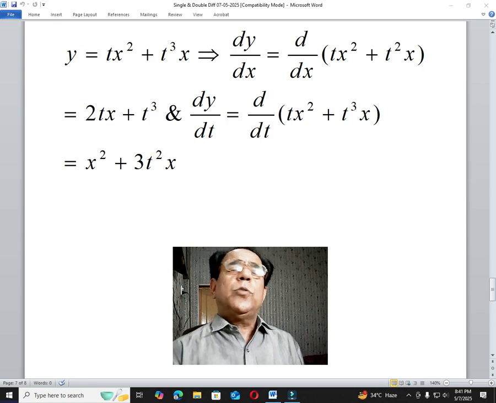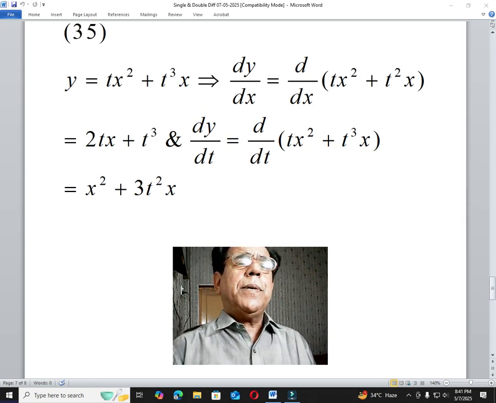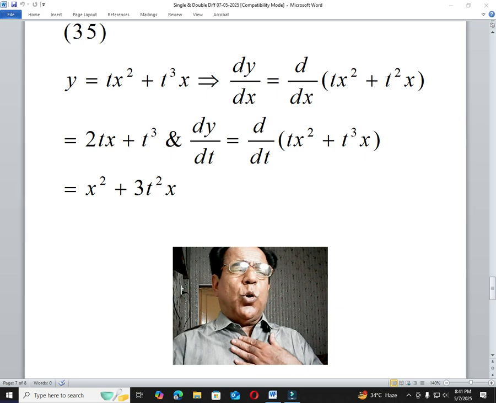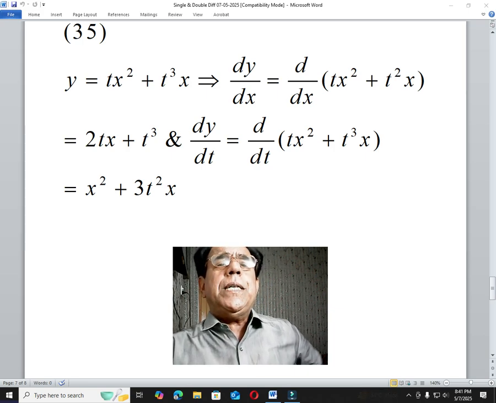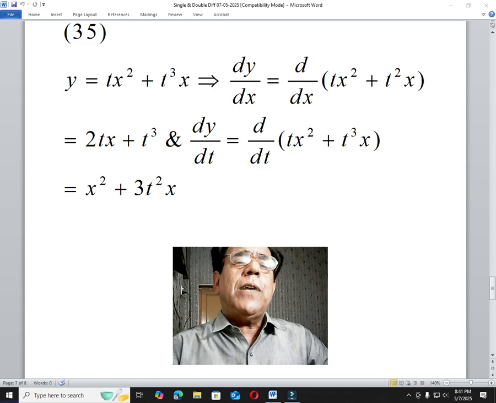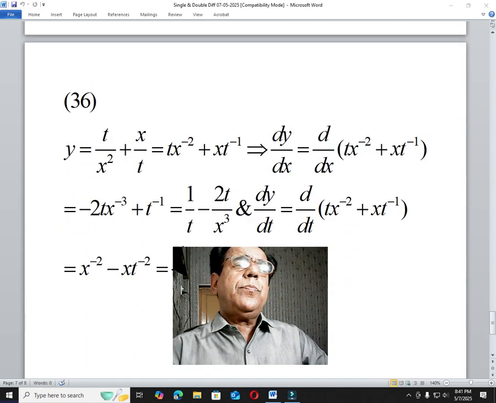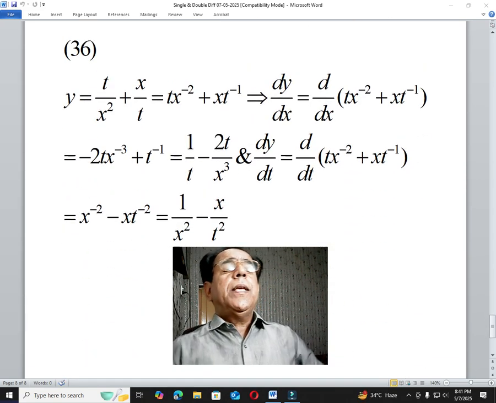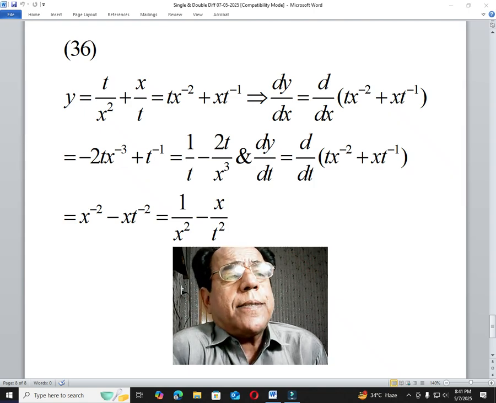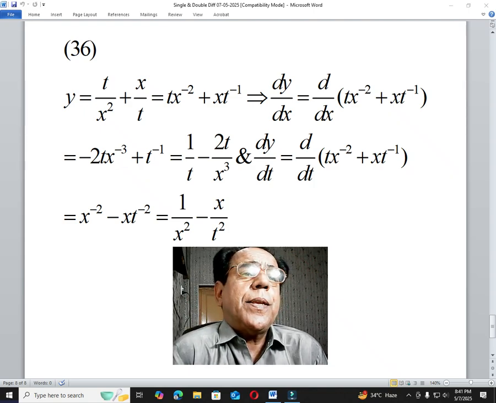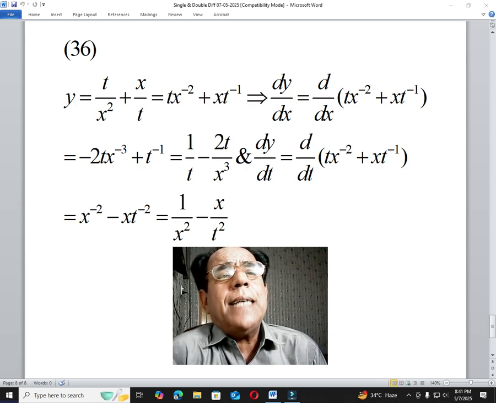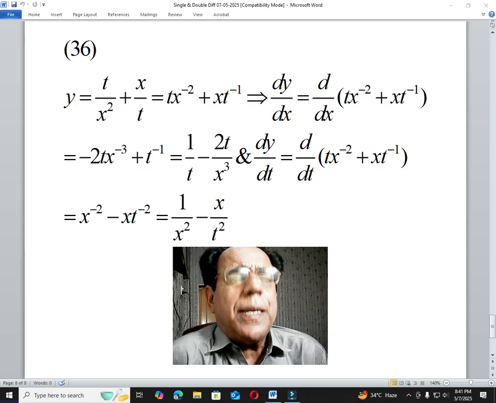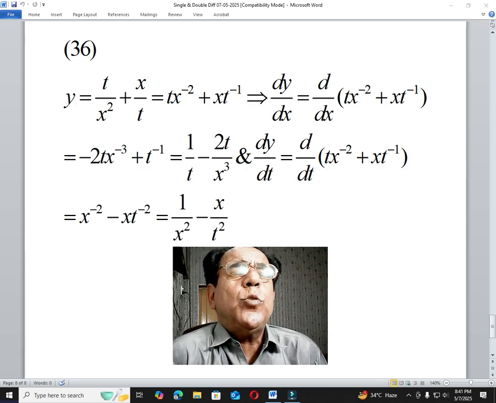Okay. So this problem number 35 has been solved from both angles. That is, we have calculated not only dy by dx but also dy by dt. Problem number 36, y is equal to t over x square plus x over t. We know that this can alternatively be written as t into x raised to power minus 2 plus x into t raised to power minus 1.